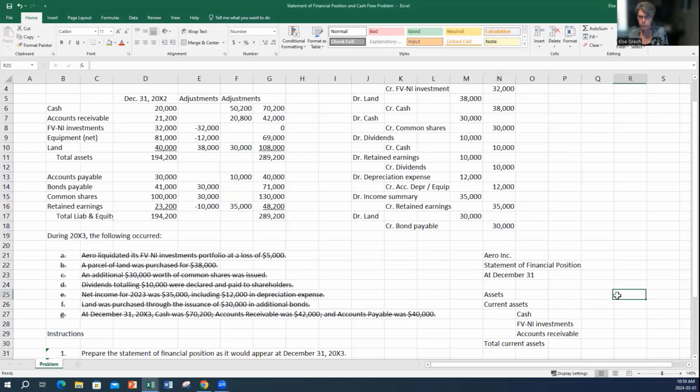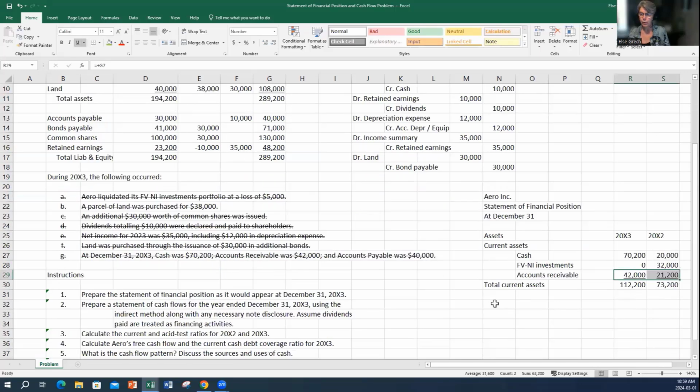And let's just get those amounts. Remember, I've got 2000 X3 and 2000 X2. So over here, I've got the cash for 2000 X3. I've got the investment for 2000 X3, and I've got the accounts receivable. And then for X2, I'm going to put in the 20,000, the 32,000, and then I've got the 21,200. And the total current assets will be added up. There we go. Just going to underline this. So that's our total current assets.